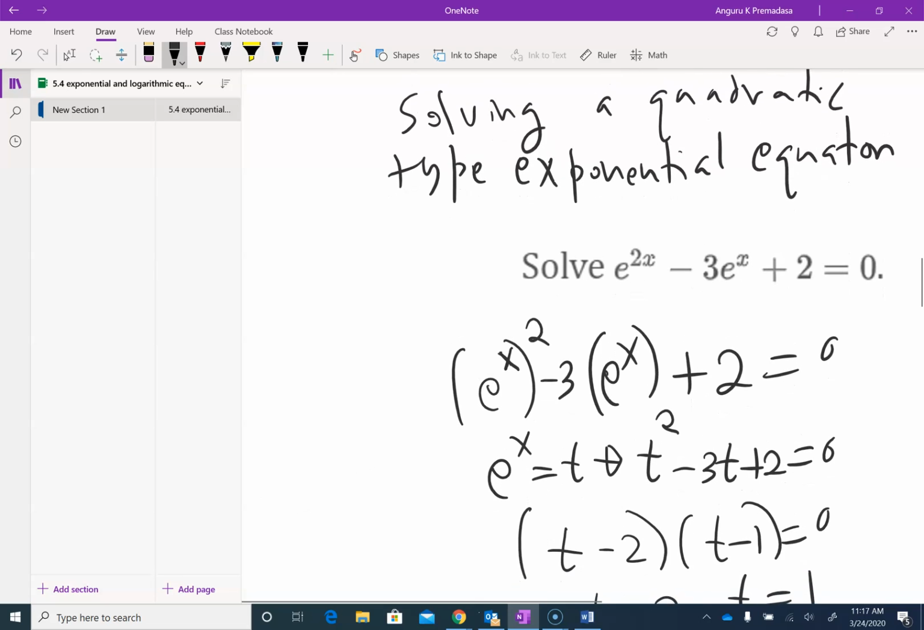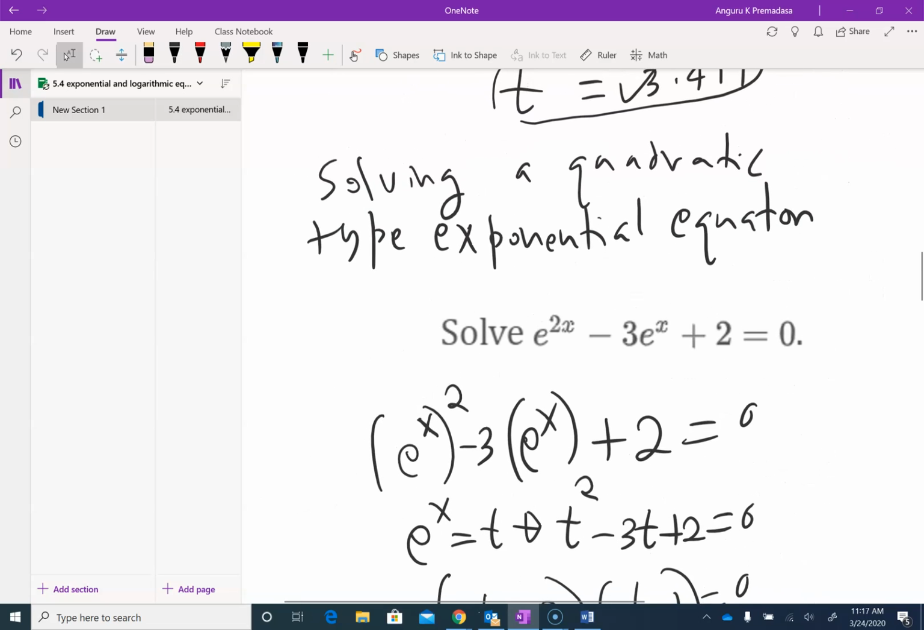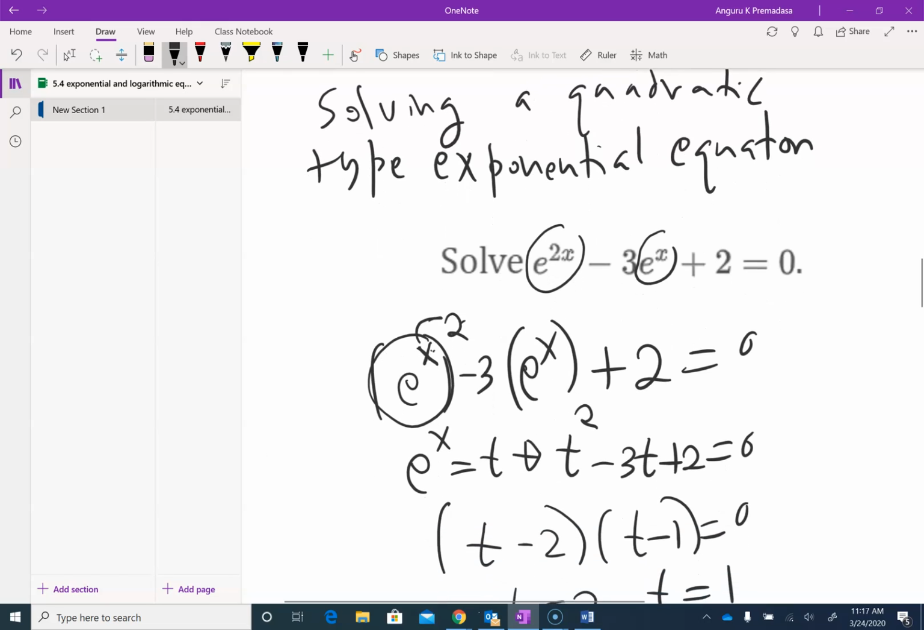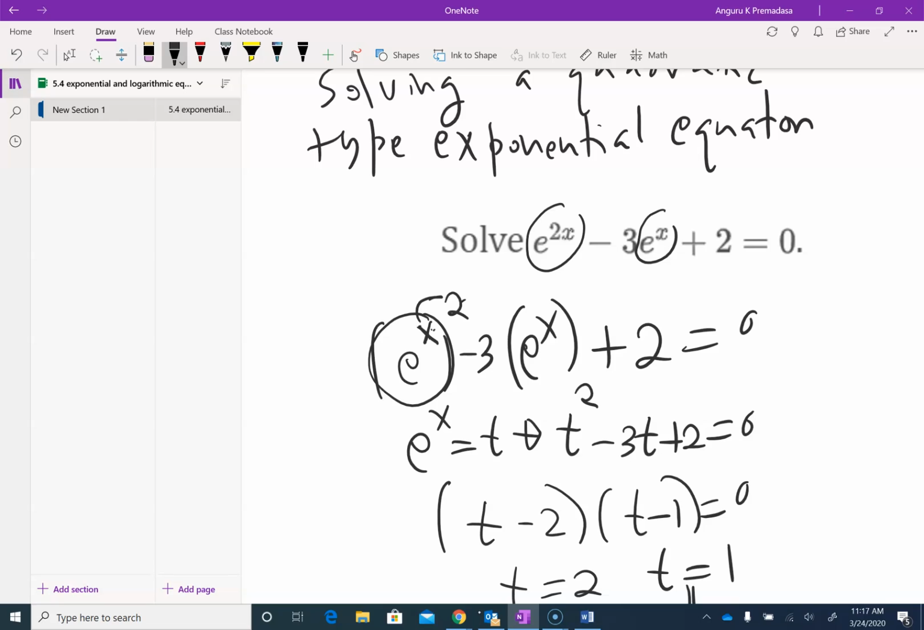So now let's try to see how we solve an exponential equation which is quadratic in nature. So look at this. This has an e to the x and an e to the 2x. So e to the 2x is just e to the x squared, because when you use power of a power, the 2 and the x will multiply and will give you 2x. So it's really e to the x squared and e to the x and stuff like that. So it's a quadratic in e to the x.